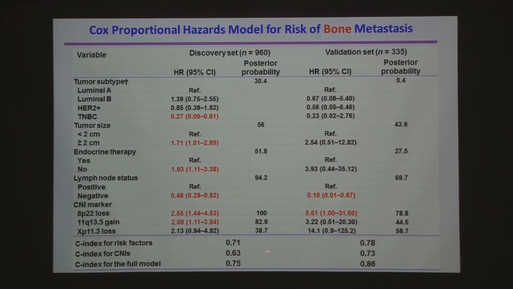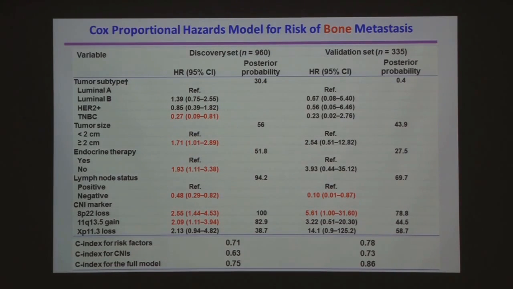So this is the index that says, okay, if we put all of these factors together, how well could we predict whether a woman would have a bone metastasis based on these factors. If we looked at the C index for just the markers by themselves, it really was just 13% better than flipping a coin. But when we incorporated these into the full model, our C index improved to 75%.